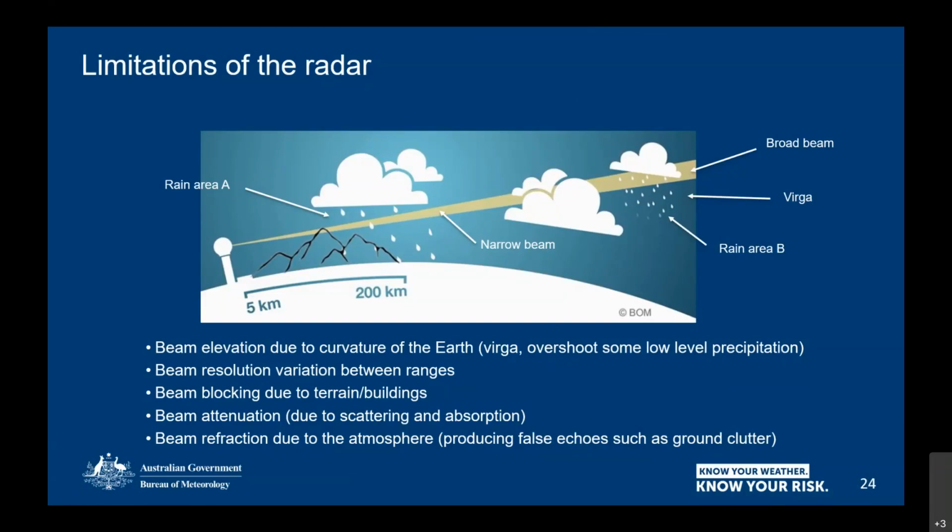So I've tried to summarize them all on this slide, so bear with me. So look, the first one that we were just talking about is due to the curvature of the Earth. The elevation of the beam increases with distance. So due to that beam being sent out at an angle and also that curvature of the Earth, the targets far away from the radar are actually quite elevated and therefore could be evaporated by the atmosphere before reaching the ground. Now, this is called virga.